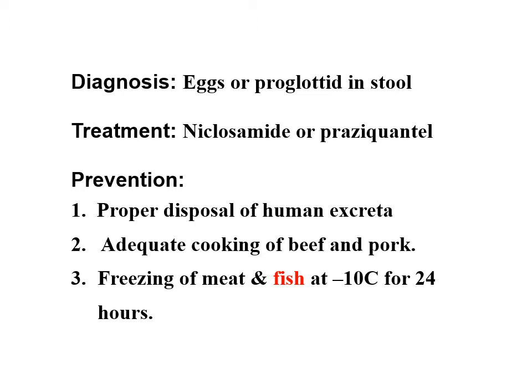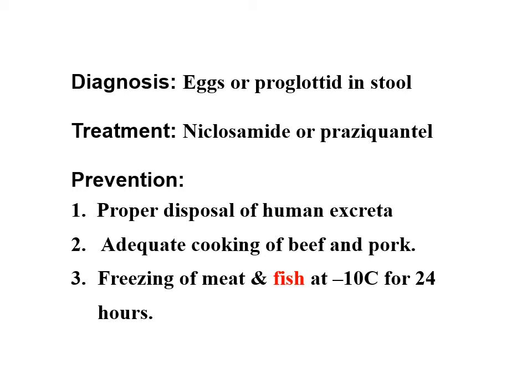How to prevent? Proper disposal of human excreta, because animals, cattle, and pigs are infected when the eggs are passed in the stool of an infected patient. Adequate cooking of beef and pork. If you cook the beef and pork well, then you kill the bladder worms in the meat.